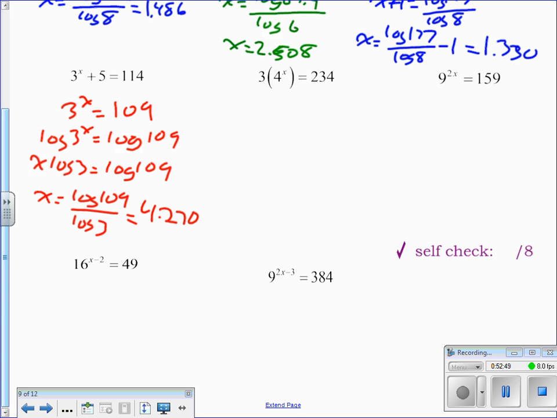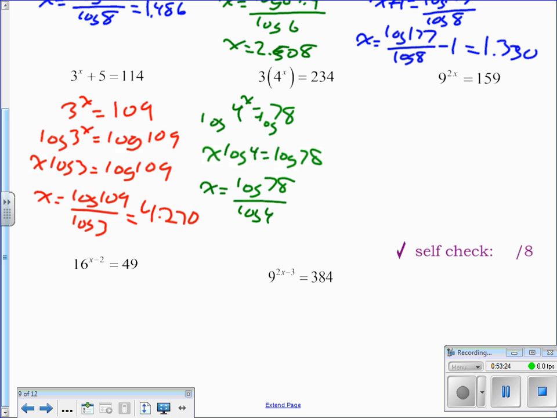Next one, I need to divide both sides by 3 first. So 4 to the x is equal to 78. Doing that in my head. Proud of myself. Take the log of both sides. Bring the x down. X log 4 equals the log of 78. Divide both sides by log 4. X equals the log of 78 divided by the log of 4. And 3.143.